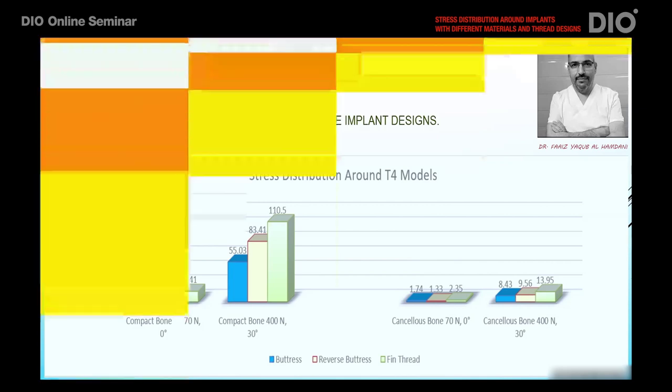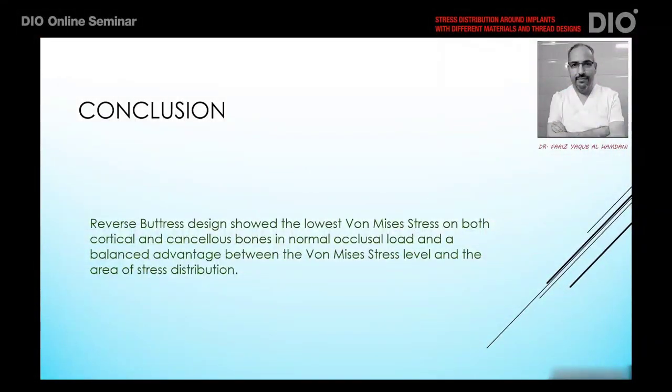To conclude from what we have seen in the previous figures and in this figure, in terms of stress distribution and level of stress: when the normal occlusal load is applied, the reverse buttress design has the advantage. Whereas in case of overload, the reverse buttress design has the advantage of a balanced benefit between the level and the area of stress.